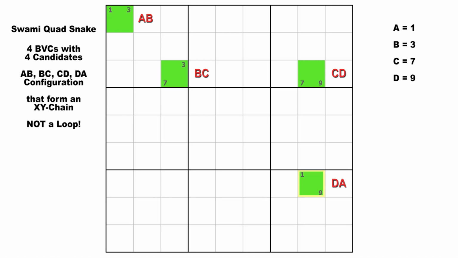As you can see, this does not form a loop because the AB cell and the DA cell do not see each other, which further means they cannot be linked. But the 4 cells can be linked like this. Let's start up here in the upper left on candidate 1, and then we'll go strong to the 3, weak, strong, weak, strong, weak, and finally strong. This is an XY chain, and since the 2 1's are the endpoints of the chain, we know that at least one of them must be true.